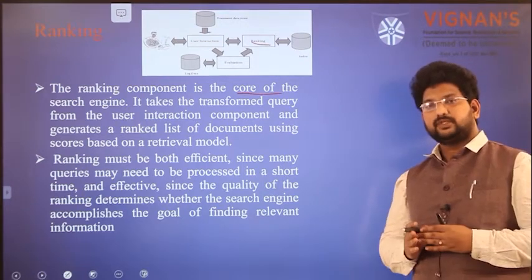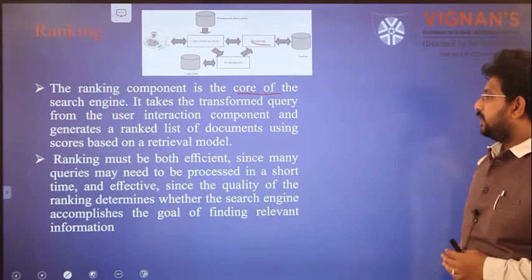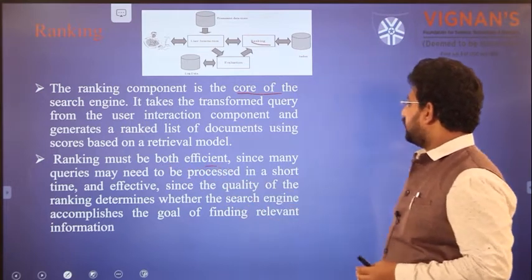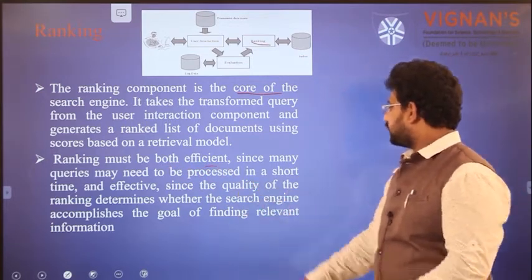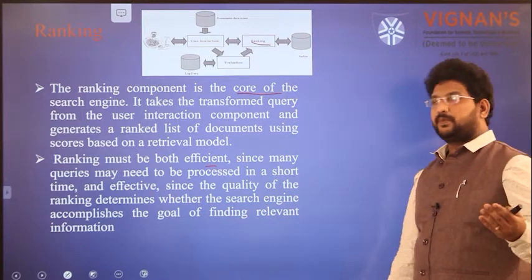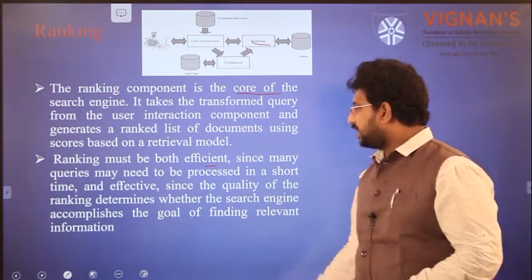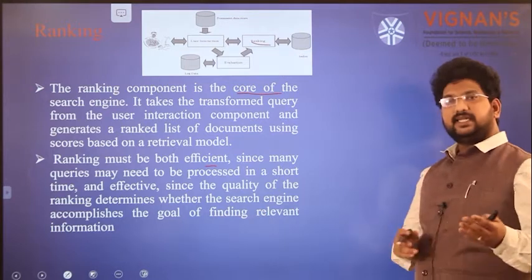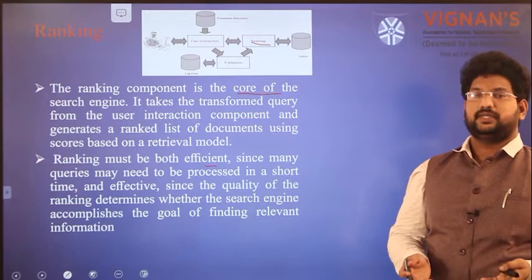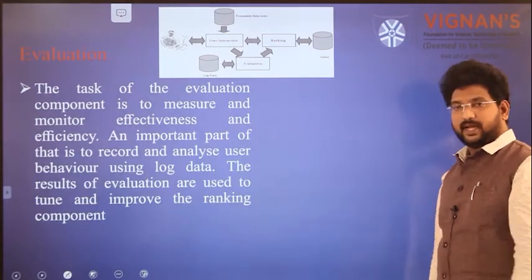Retrieval model is a mathematical model that is the basis for the ranking. Ranking must be both efficient, since many queries may need to be processed in a short time, and effective. To process in a short time and effectively, it needs to be efficient, since the quality of the ranking determines whether the search engine accomplishes the goal of finding the relevant information or not. So this is about the ranking component, and the last component is the evaluation.